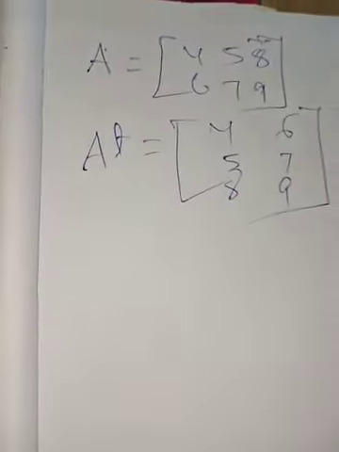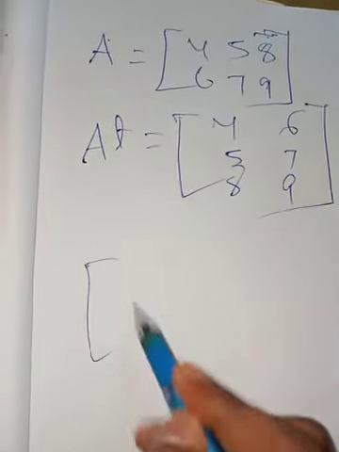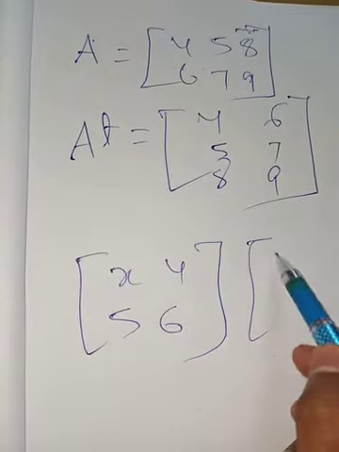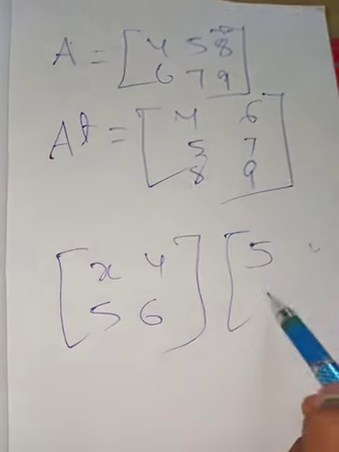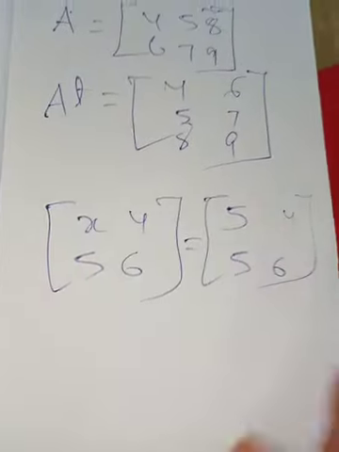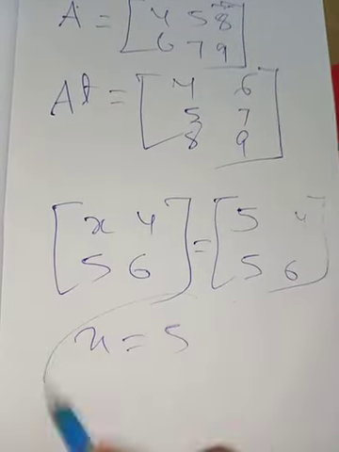If the matrices are equal, like x 4 5 6 and 5 4 5 6, if the matrices are equal, that means all the elements are equal. I can say x equals 5.